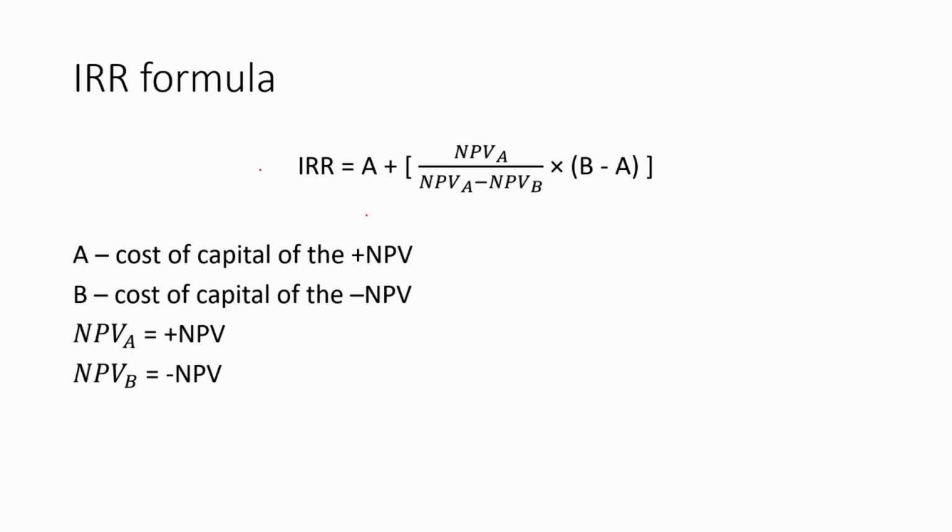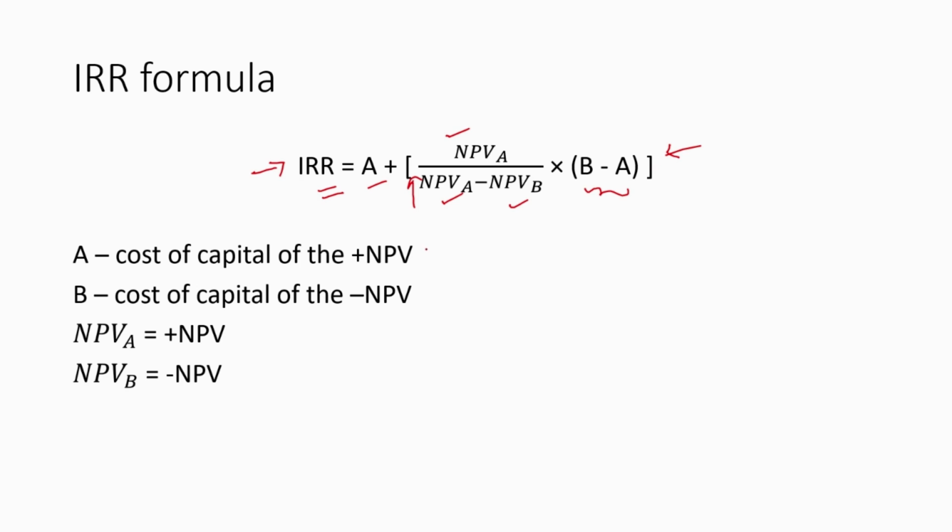Now let's discuss the IRR formula. This is the IRR formula. This looks a bit complicated, but don't worry. Once you do some example questions, you will get the hang of it. This is really simple. So the IRR equals capital A plus NPVA divided by NPVA minus NPVB, multiplied by B minus A. These two brackets are very important. Be mindful to use them when you are calculating the IRR. If you don't use these brackets, you will get an incorrect answer.